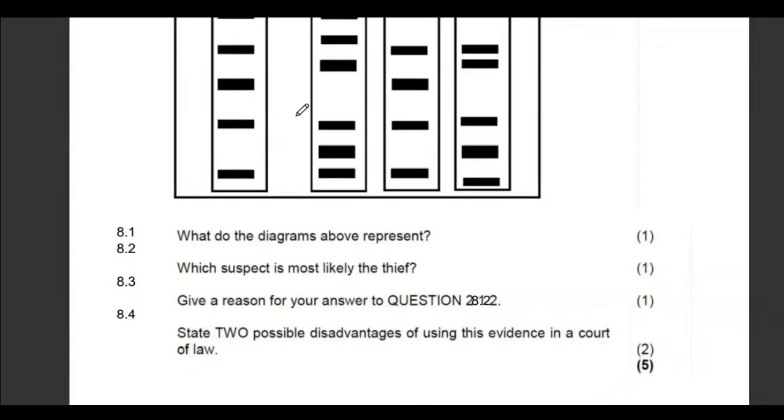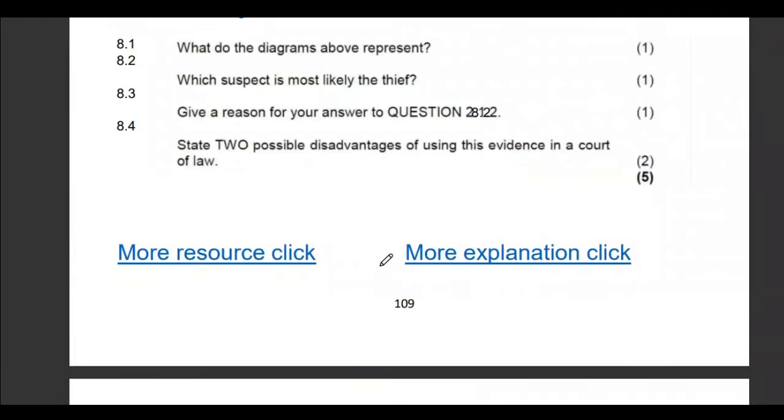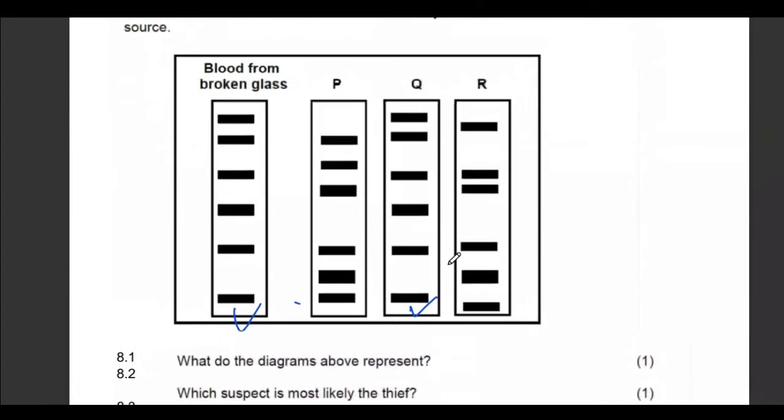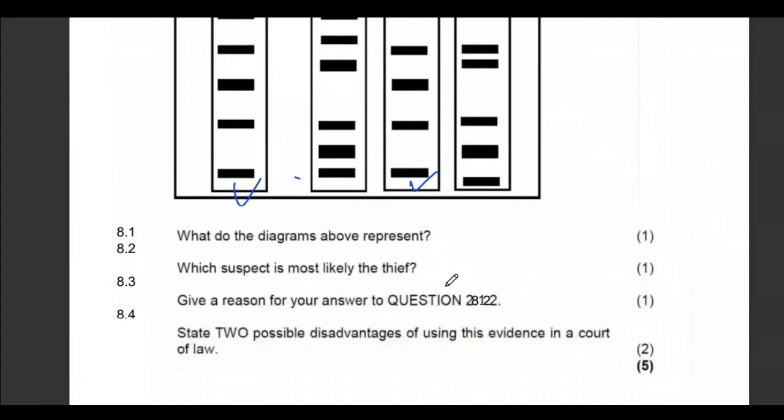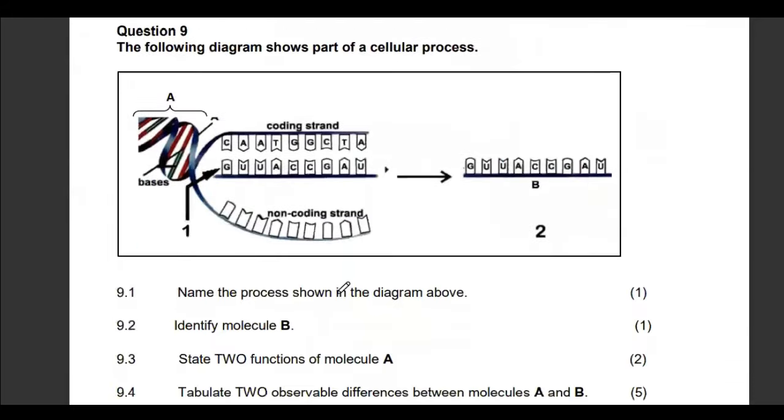Which suspect? Look at the bands and then you match them, and give a reason. If you look at them, you'll find that Q is most likely to be the suspect, because the bands of the broken glass match those of Q. Name two possible disadvantages of using this evidence in court. It might not be 100% accurate because of human error, and it may not be unique if a small sample is used. Also, a human being can manipulate them, so it may not be 100% accurate.